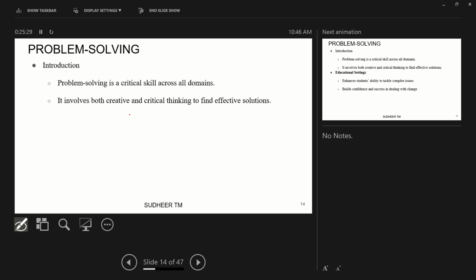So what is problem solving? It is a critical skill across all domains and involves, what is that skill? It involves creative and critical thinking to find effective solutions. It is not enough to just find some solution, it should be an effective solution. And in that skill, we need to think in creative thinking and critical thinking in alternative ways, not in a single way. Approach your problems with alternate approaches. There might be a solution, some teams may already have come up with a solution for an existing problem. So we don't want to be stuck with that solution. You have to think differently. You have to think creatively.